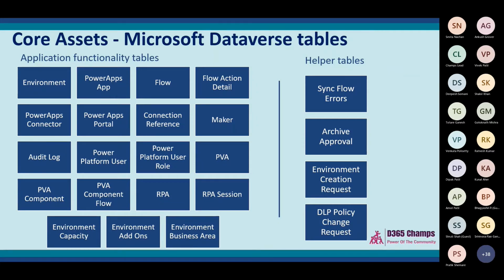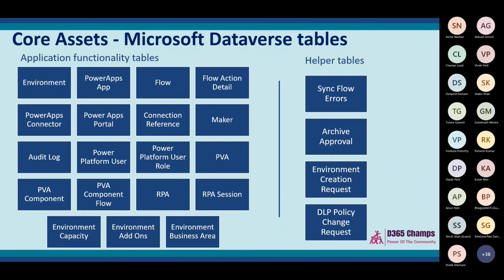And at the same time, we have certain helper tables, because as we said previously, the information in these tables will be populated from flows. So for example, if a flow fails, then we should have certain information recorded for those failed flows, and all of that information will go into this first table. Then we also have archive approval. So there is some kind of approval process which goes through for apps and flows, and all of the information on those archive requests sent to the makers of these apps and flows will be stored in this table.